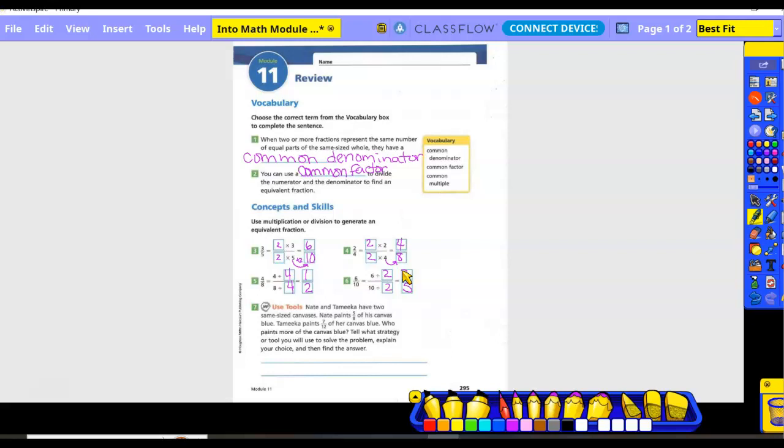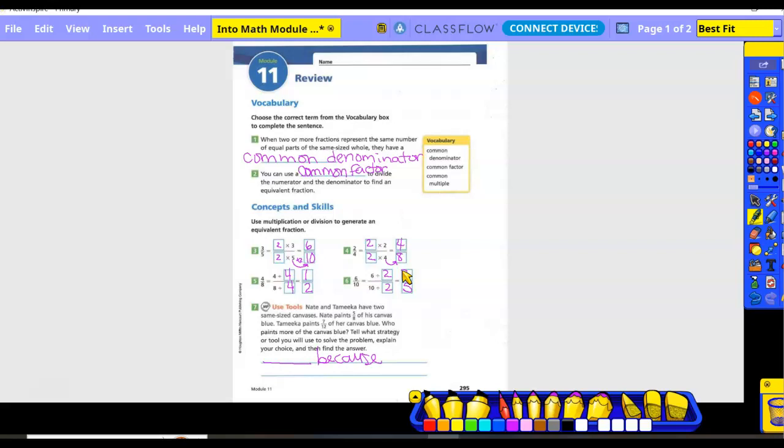Number 7, use tools. Nate and Tamika have 2 same-size canvases. Nate paints 5/8 of his canvas blue. Tamika paints 7/12 of her canvas blue. Who paints more of the canvas blue? Tell what strategy or tool you will use and explain your choice, and then find the answer. So let's go ahead and put a line so we can put the name and put because.